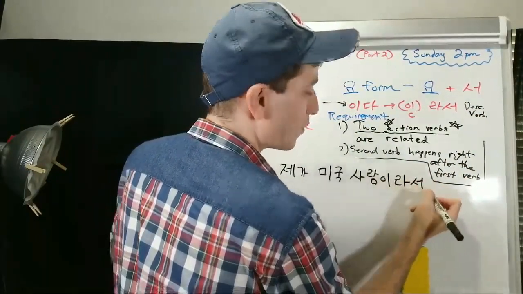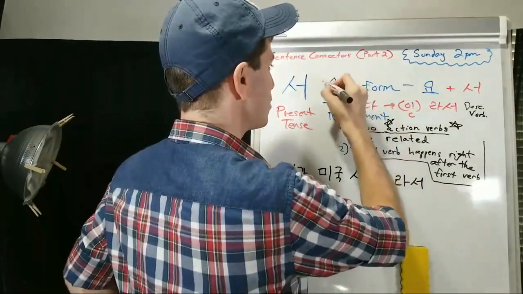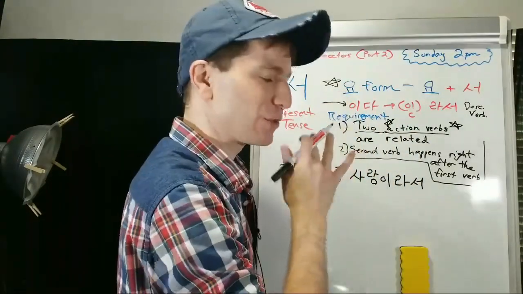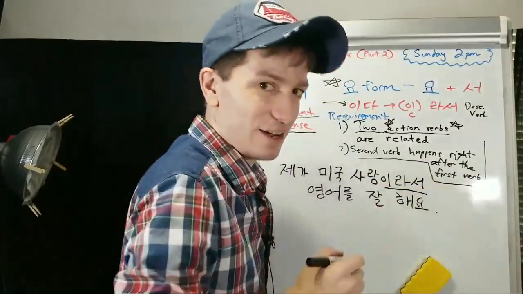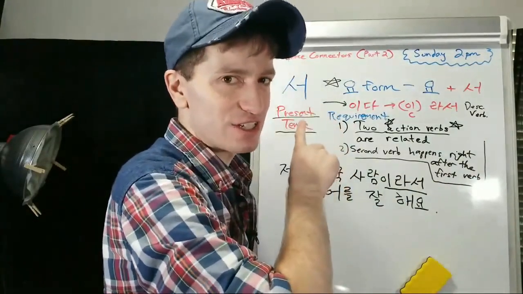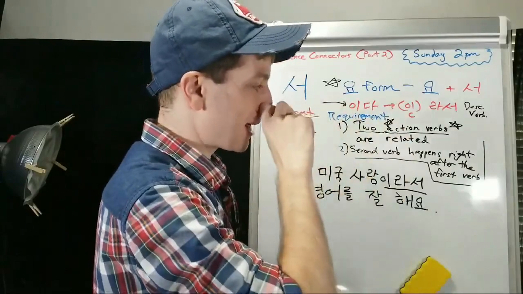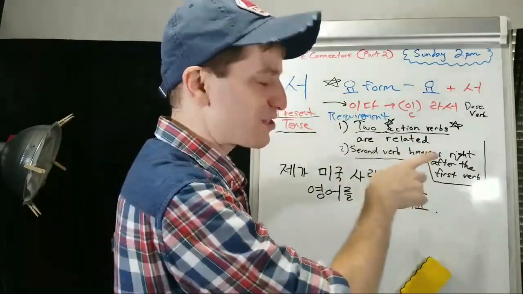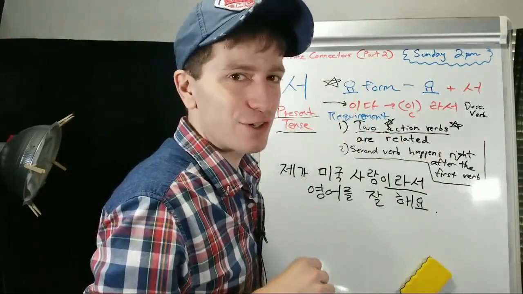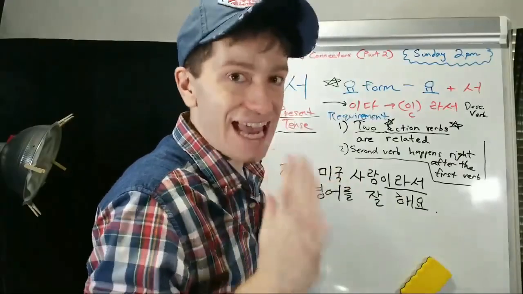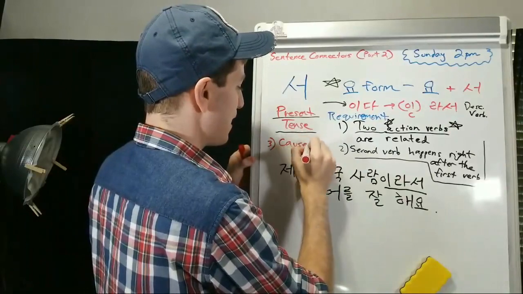Fortunately, this second form we're learning has the exact conjugation as the first form. So you don't have to relearn any conjugation. 제가 미국 사람이라서 영어를 잘해요. I mentioned that this form has two usages. One usage is to show that the second verb happens right after the first verb, but that's only when it's used with action verbs. Another usage, which can be any verbs, is a cause and an effect.